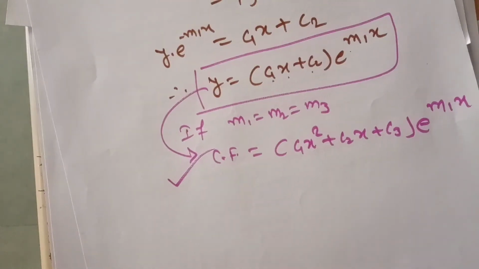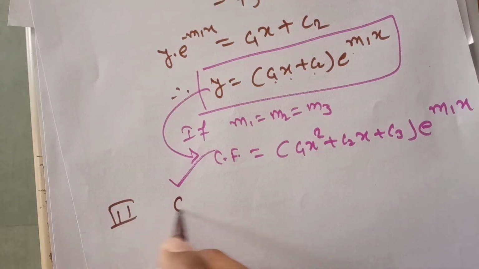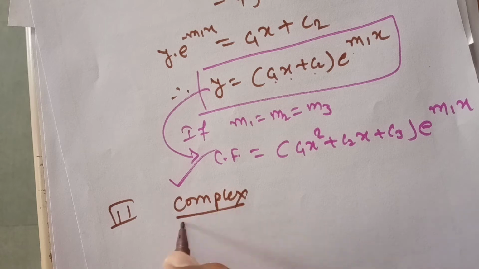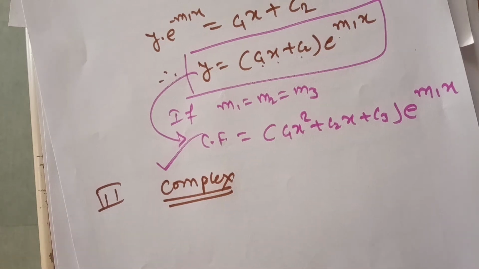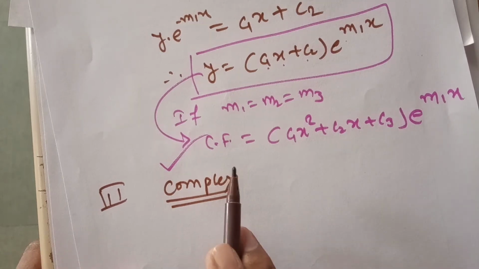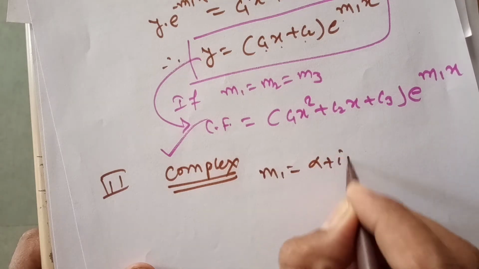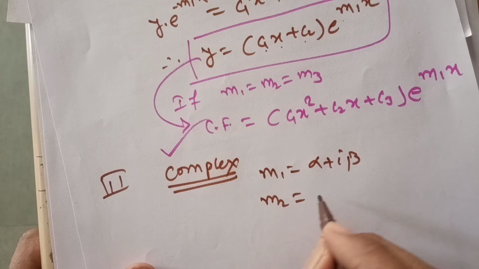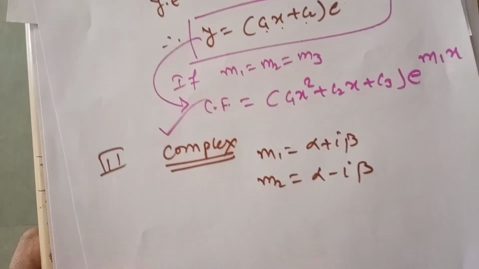Now I will check the third case. The third case is roots are complex. If suppose roots are complex, then what will happen? Because we know that any quadratic equation has two types of roots: either distinct or repeated, distinct and real, repeated and real, and otherwise complex. If suppose roots are complex, suppose m1 equal to alpha plus i beta, then surely there exists m2 equal to alpha minus i beta. Two roots are there, alpha is the real part and beta is the imaginary part.